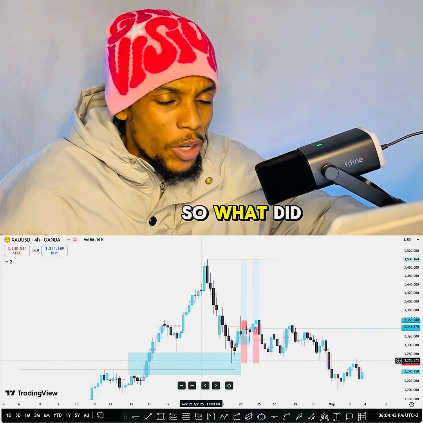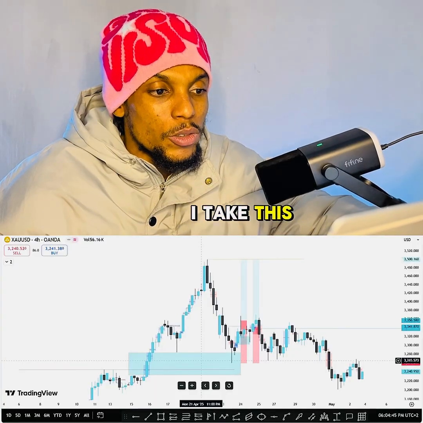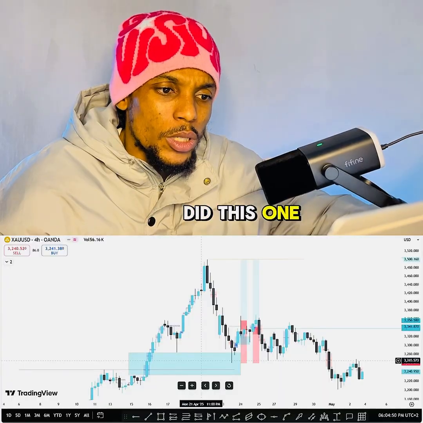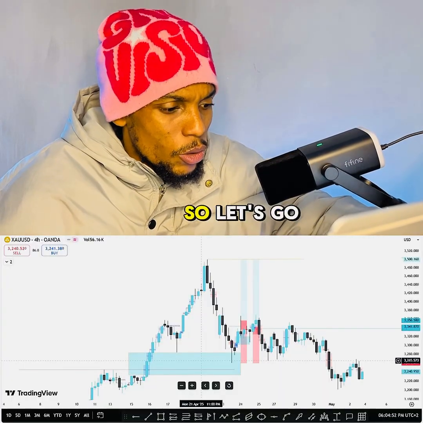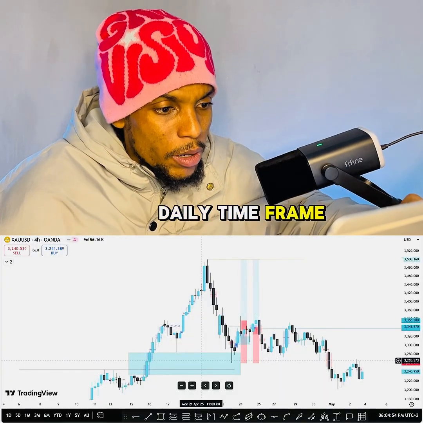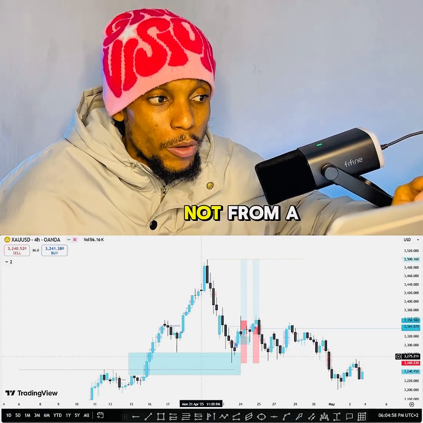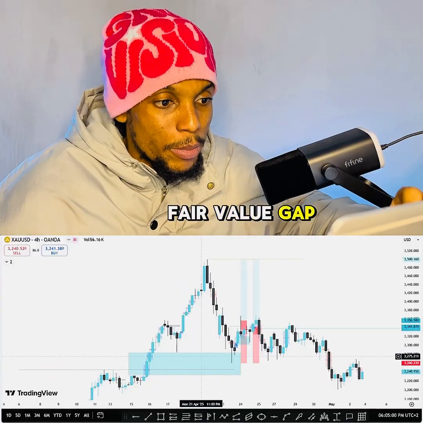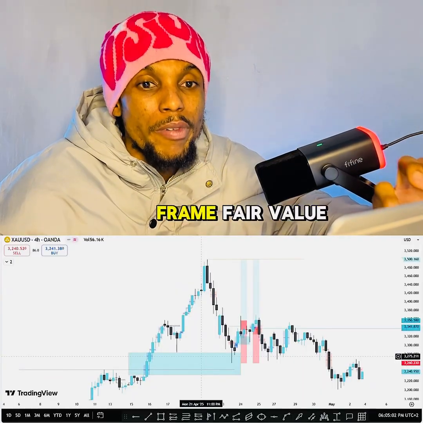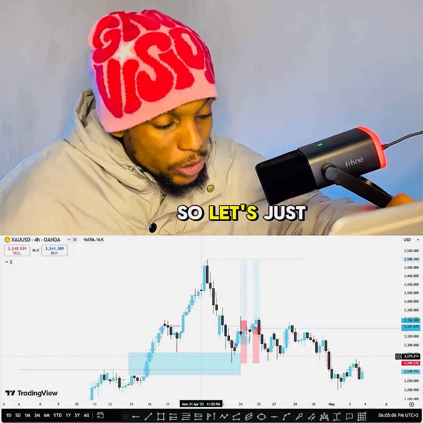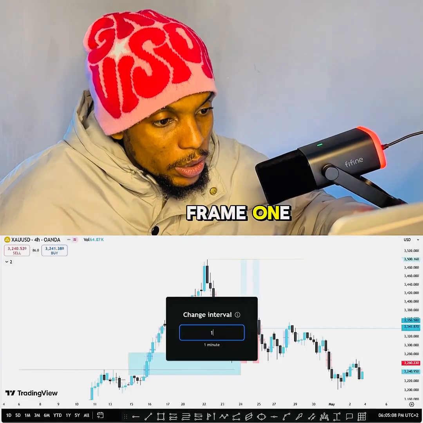So what did I see on this trade and why did I take this trade? It's exactly the same thing that I've been seeing on other trades, but then why did this one hit a loss, right? So let's go down to the daily time frame. This trade was taken from a daily time frame fair value gap this time, not from a weekly time frame fair value gap. Because when I took this trade, the weekly time frame fair value gap had not formed yet, right? So let's just go down to the daily time frame.